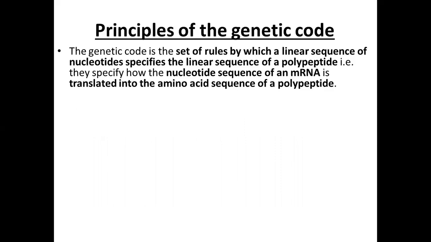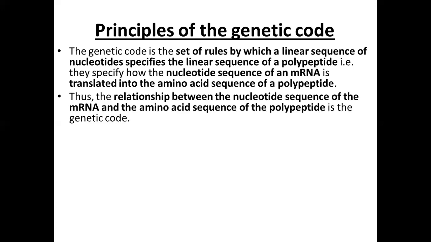So now let us look at the principles of the genetic code. We're saying the genetic code is a set of rules by which a linear sequence of nucleotides specifies the linear sequence of a polypeptide. What we are saying is that these specify how the nucleotide sequence of a messenger RNA is translated into the amino acid sequence of a polypeptide. So it links the relationship between the nucleotide sequence of messenger RNA and the amino acid sequence of the polypeptide.